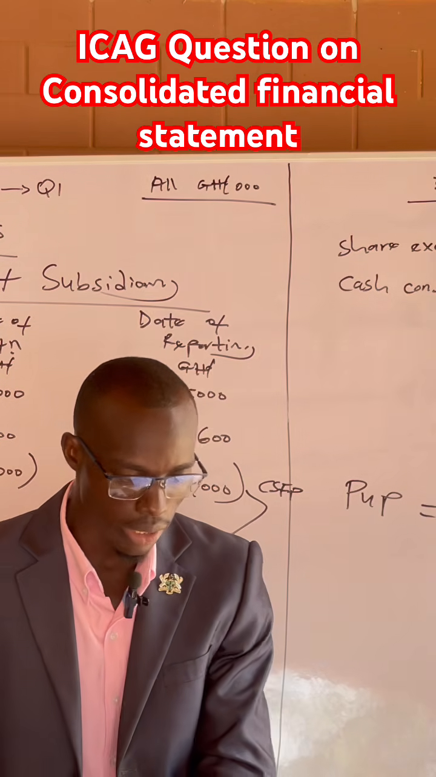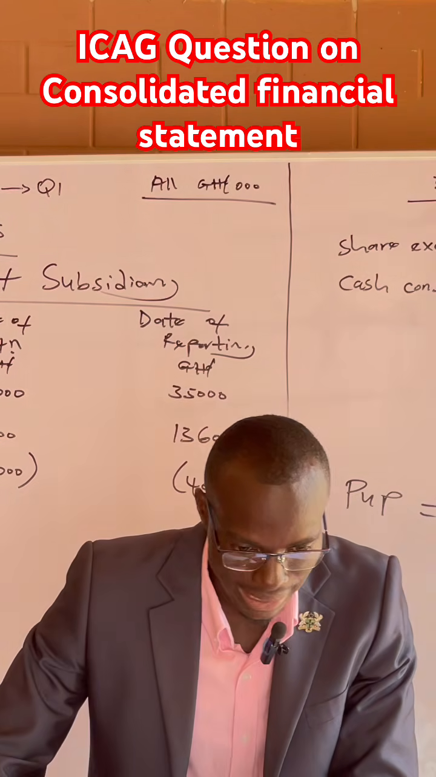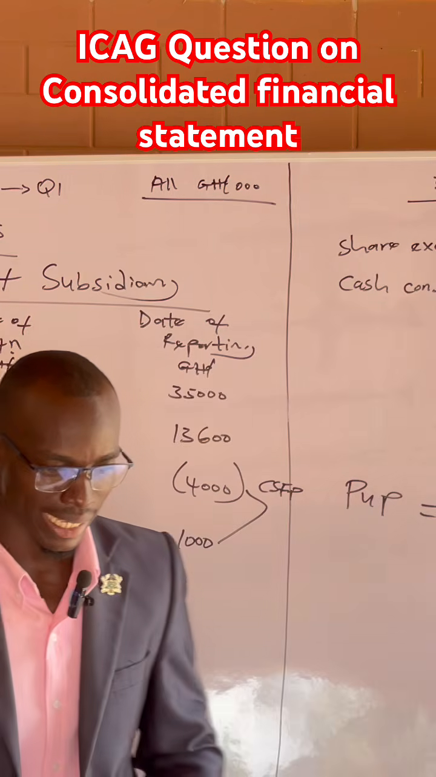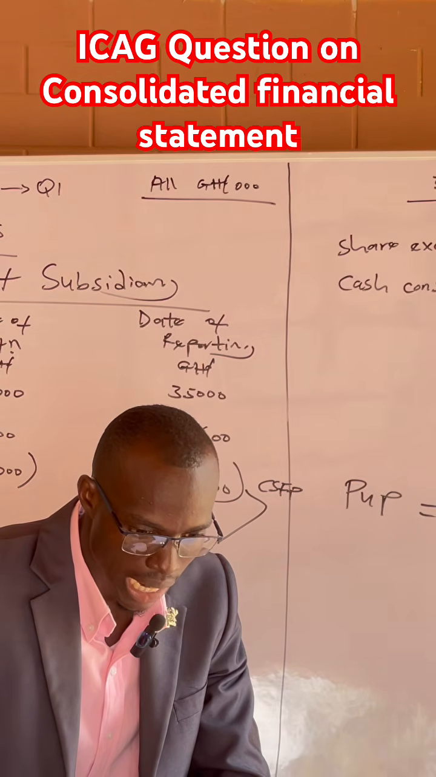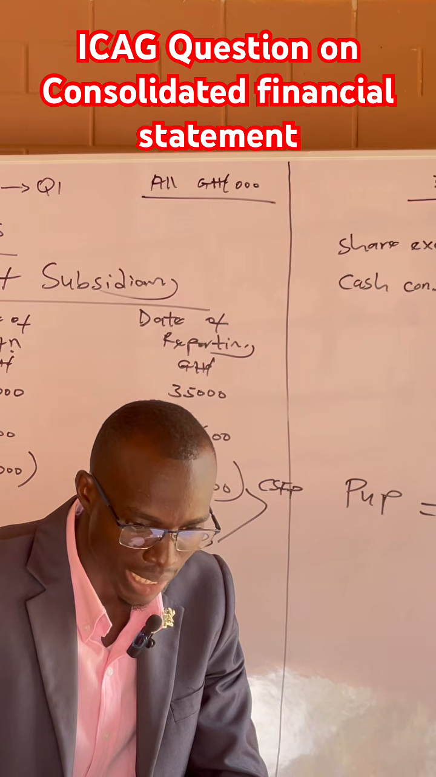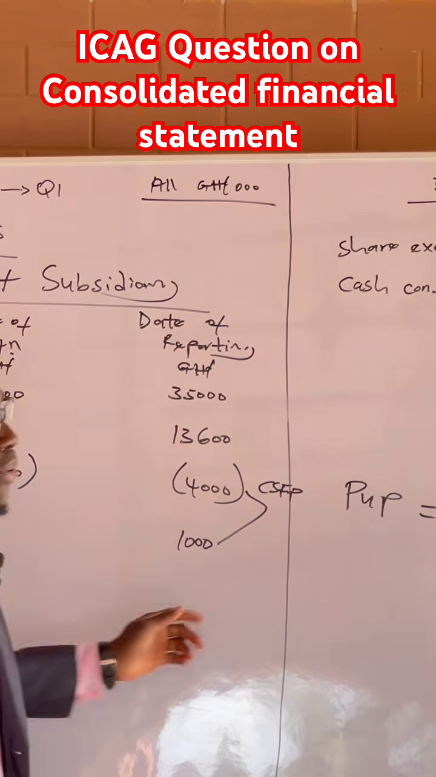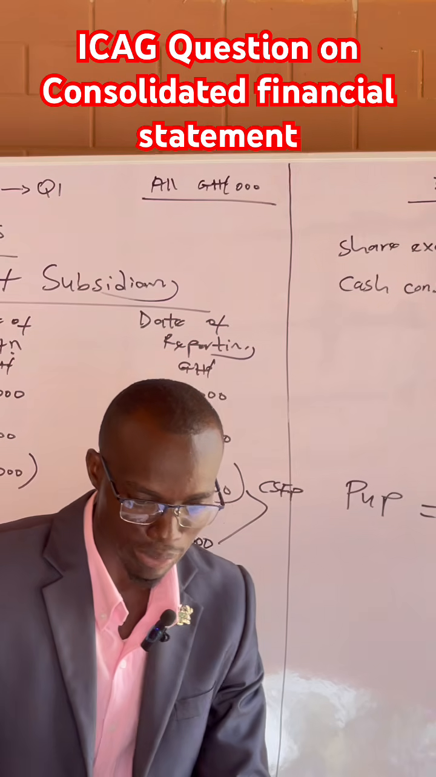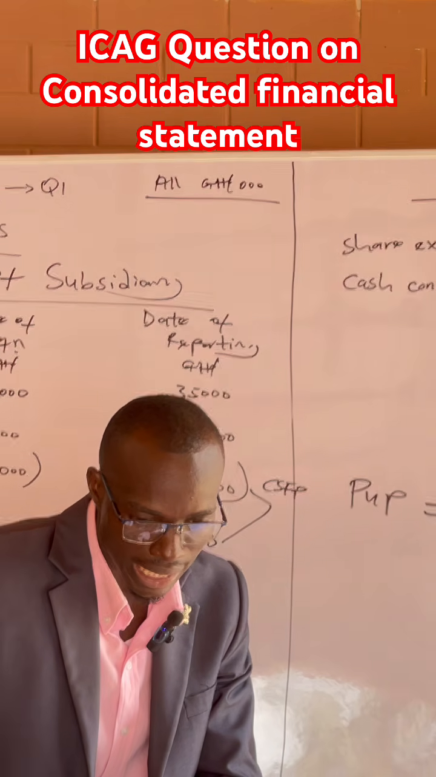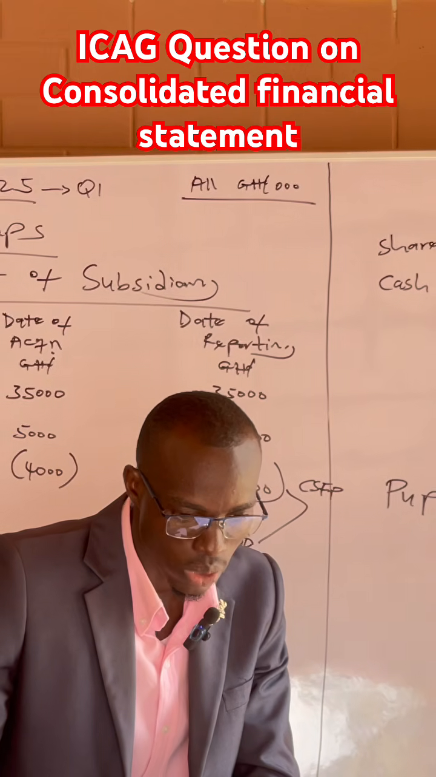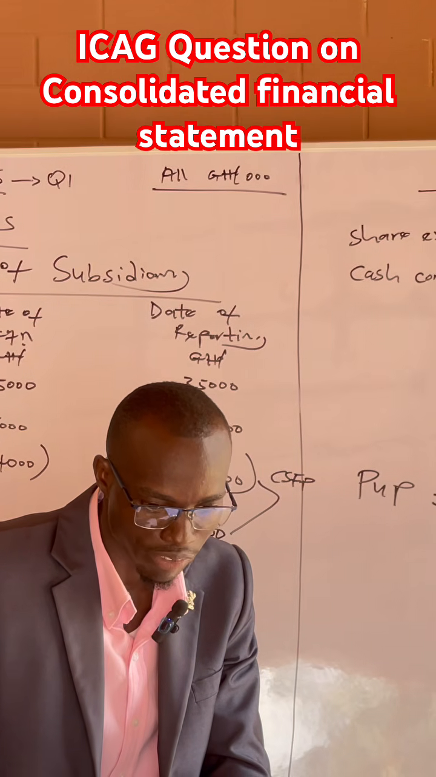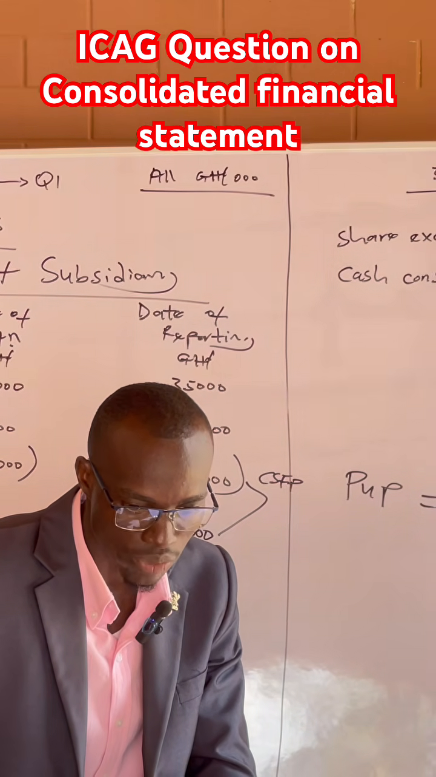So, okay, let's proceed. The next part, part III, says that on the 1st of July 2024, ABBA received a grant from the government. So ABBA, which is the parent, received a grant from the government in the form of what? A building. So the value of this building was what? 5 million, with a useful life of 20 years.